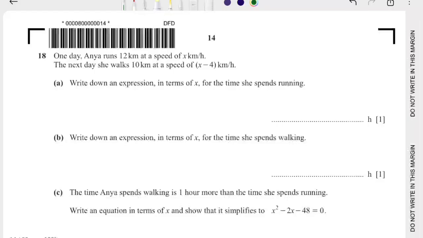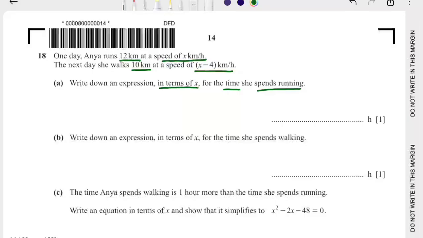One day Anaya runs 12 kilometers at a speed of x km per hour. The next day she walks 10 kilometers at a speed of x minus 4 km per hour. Write down an expression in terms of x for the time she spends running. As there are two streams in this question, the first one is run and the other one is walk.